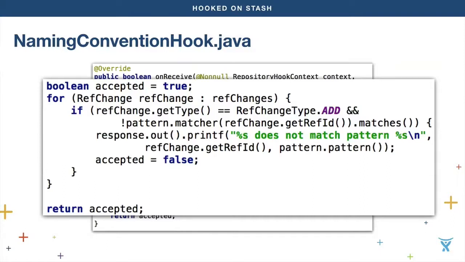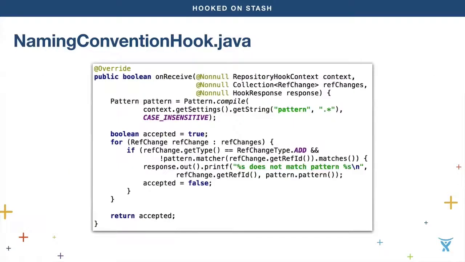You'll notice at the beginning of this that I didn't have to validate. I didn't have to catch any parse exceptions from the pattern. That's because I was able to validate them before they were persisted.